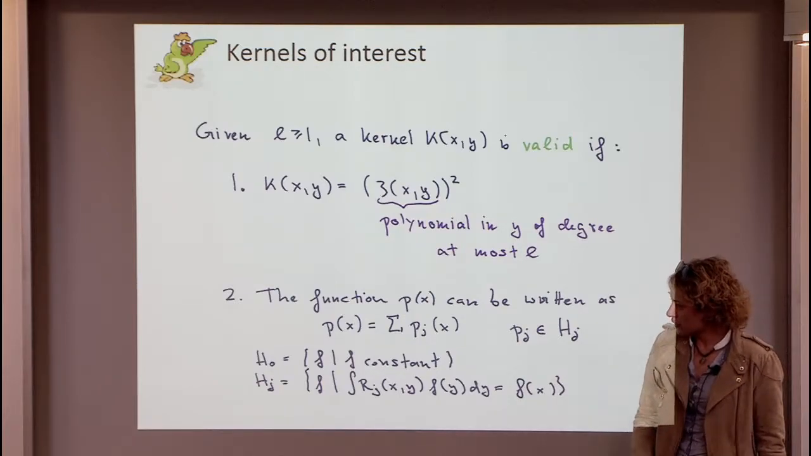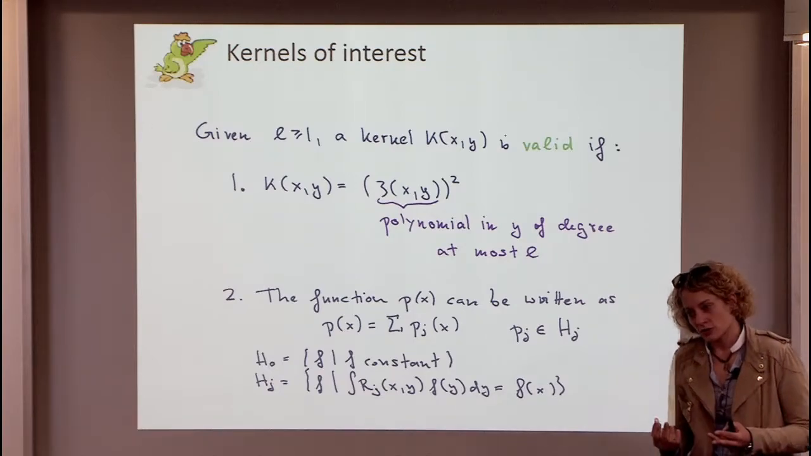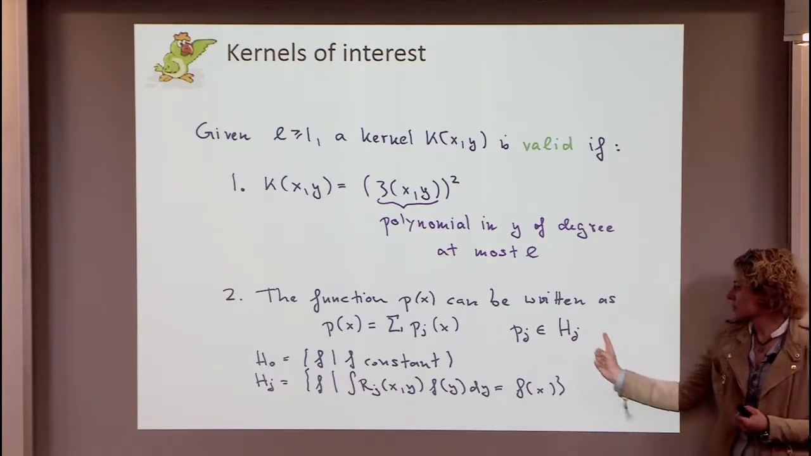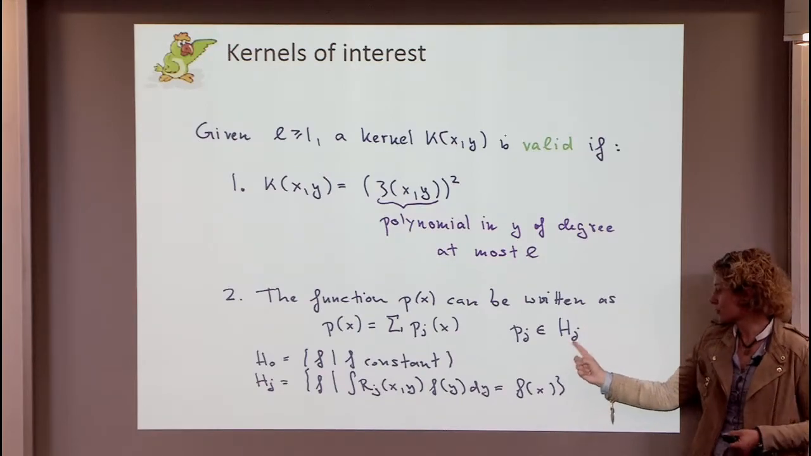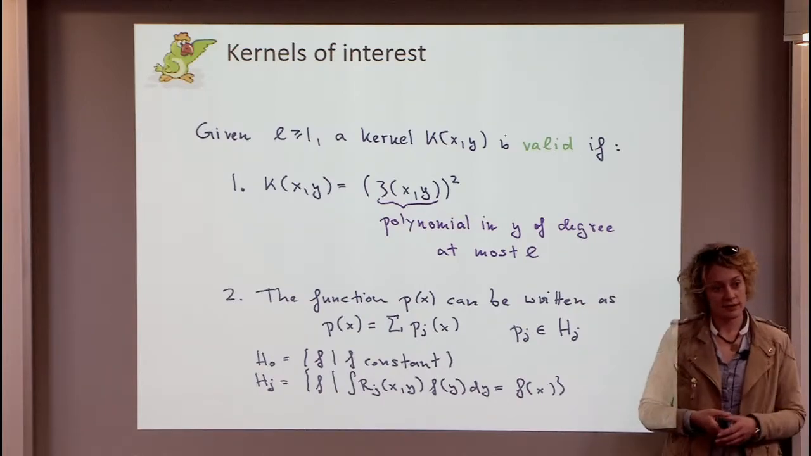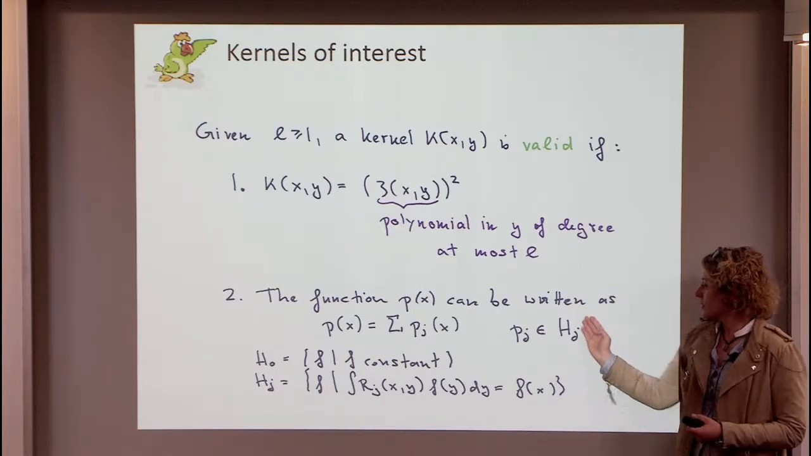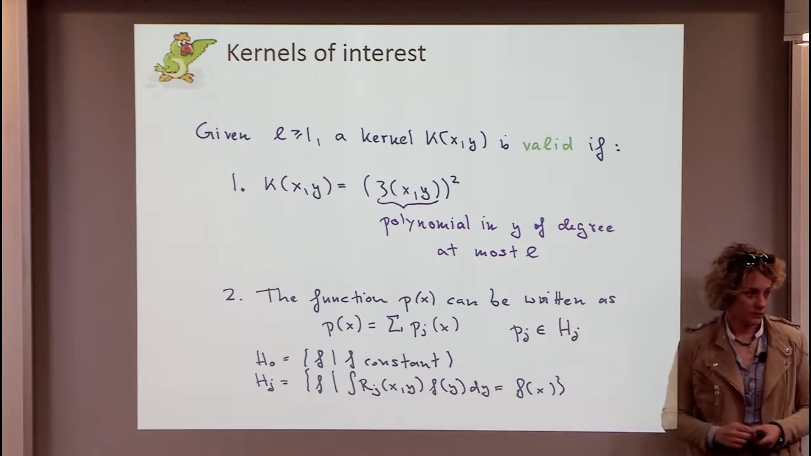Maybe to give you an example of what you should be thinking about here. For the remainder of the talk, it's useful if you think about the space H_j as the space of all monomials of degree j. If you think about spherical harmonics, for example, on the sphere, think about this as being the space spanned by all spherical harmonics of degree exactly j.